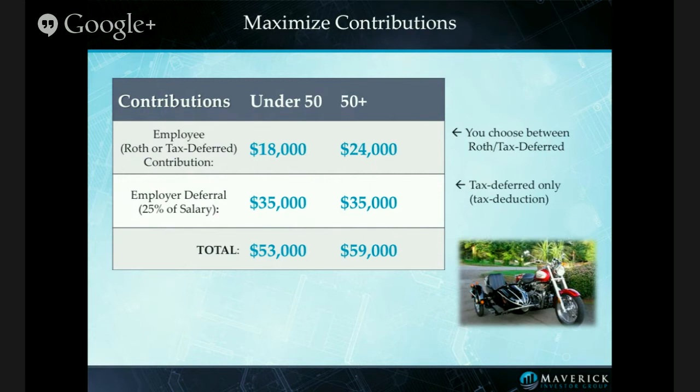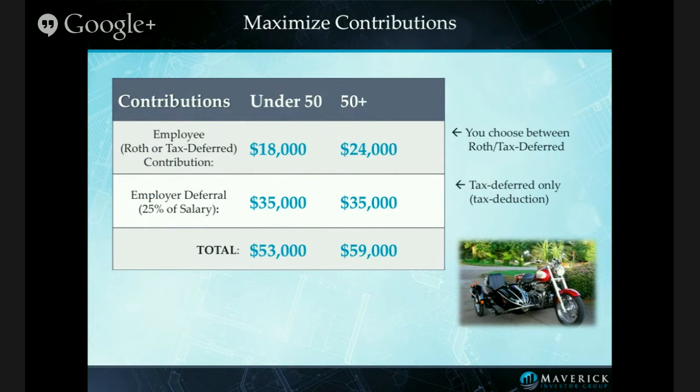And guys, the amazing thing about this is that you can put up to $18,000 into the Roth side of your solo 401k. And then in addition to that, you can put up to $35,000 potentially, depending on how much salary you make, into your traditional side.